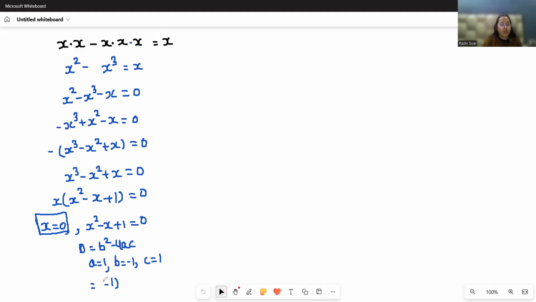So here, (minus 1) square minus 4 times 1, that is 1 minus 4, minus 3. So its discriminant is negative. That means it has complex roots. So let's find out the roots.